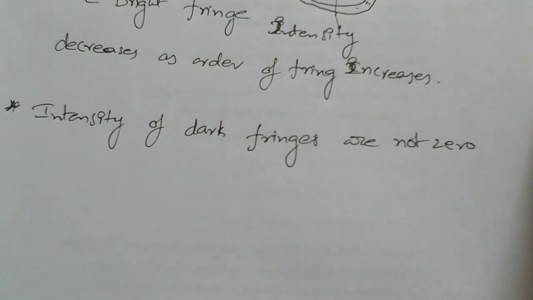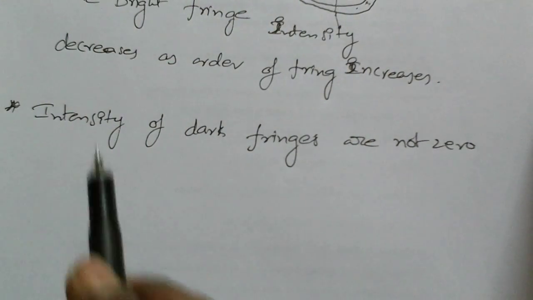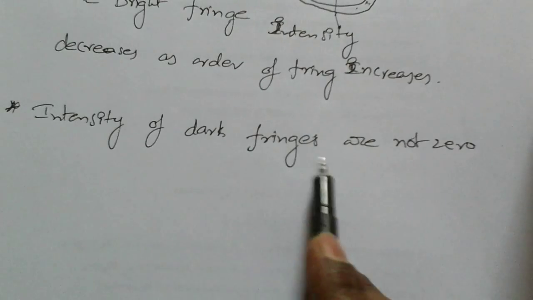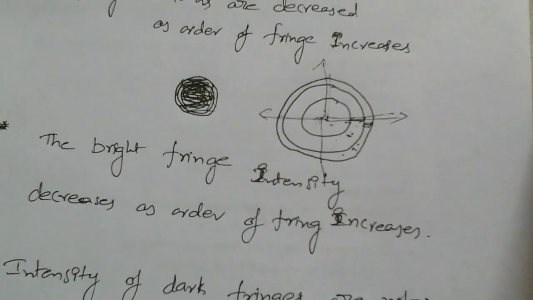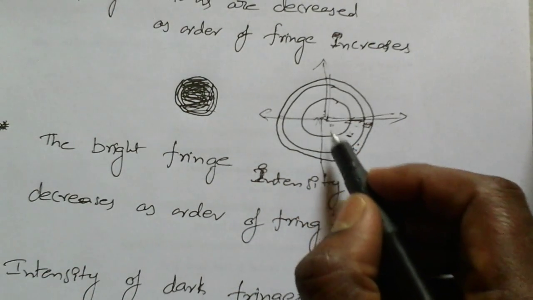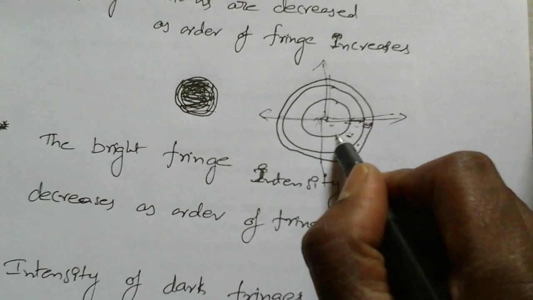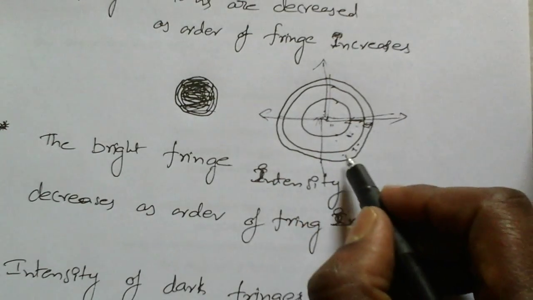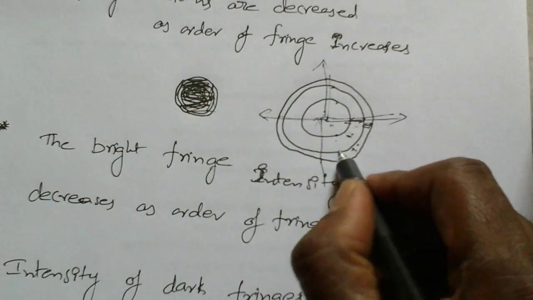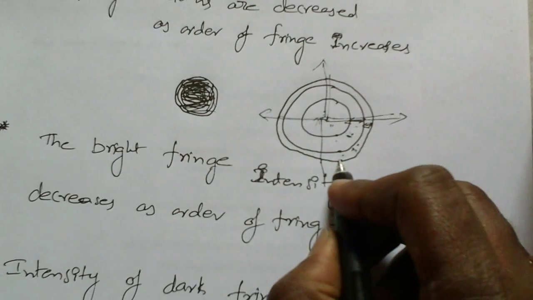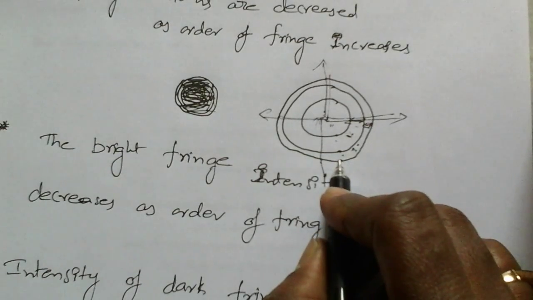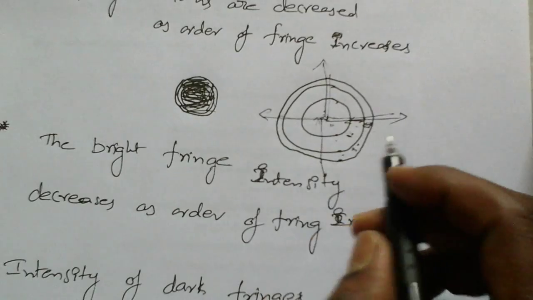But one thing you can remember here: the intensity of dark fringes is not zero. This dark fringe intensity is not zero, and this dark fringe intensity is not zero. They have minimum intensity.